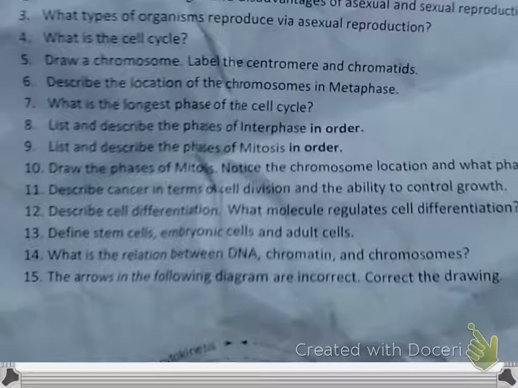So, question number 5. You've got to draw a chromosome. You've got to label the centromere and the chromatids. That is definitely going to be on your test. So please know how to recognize the different parts.